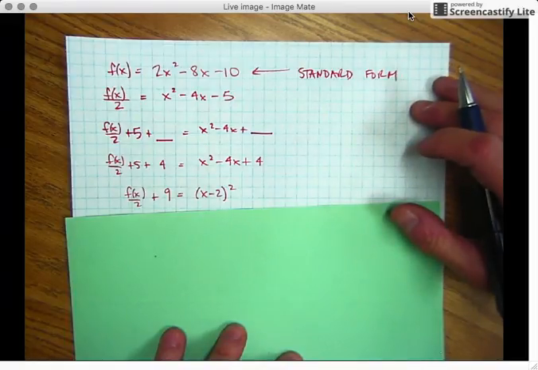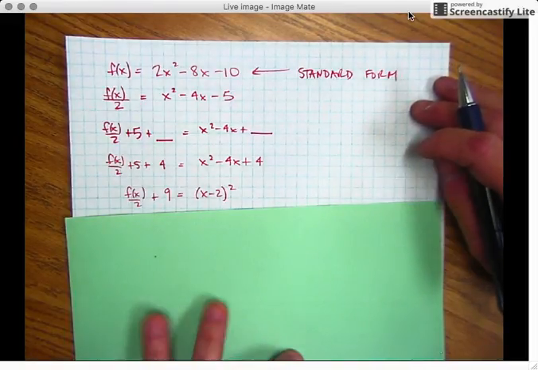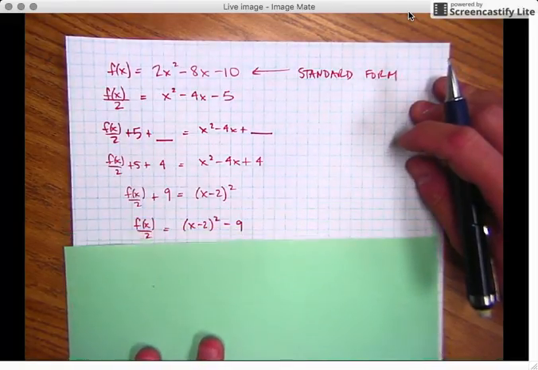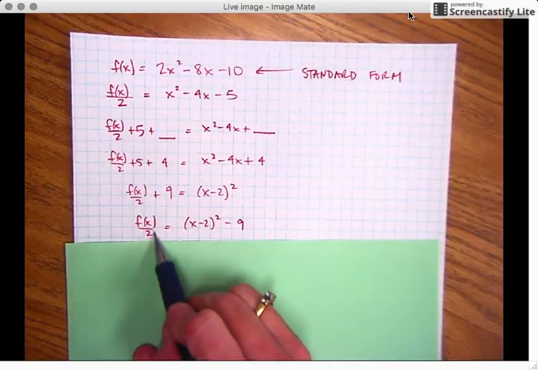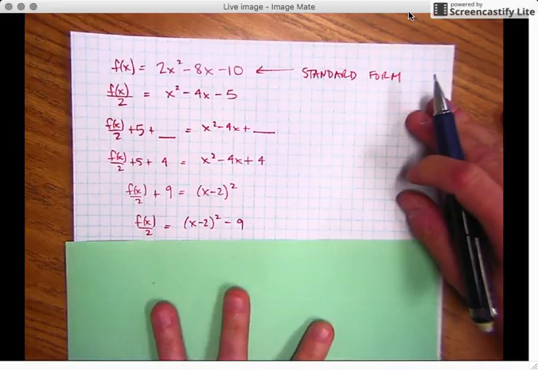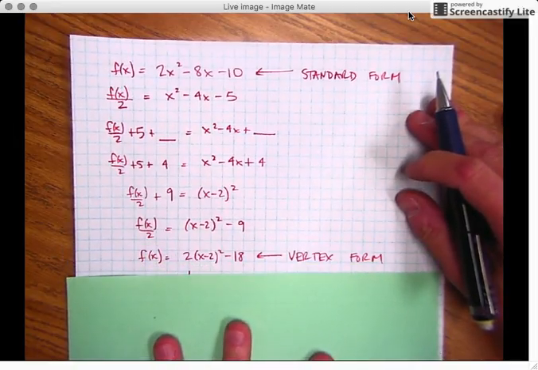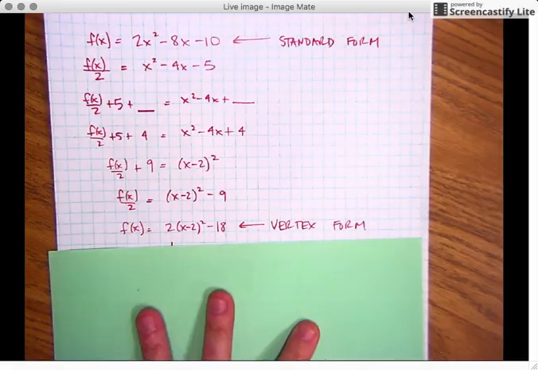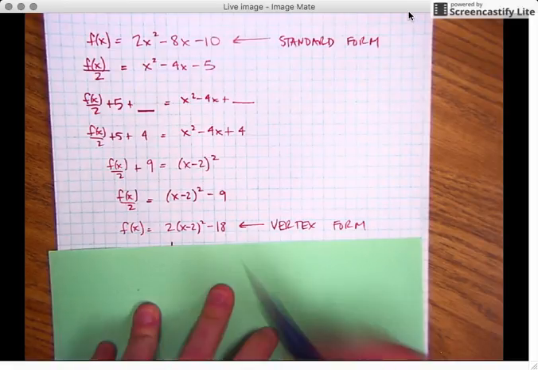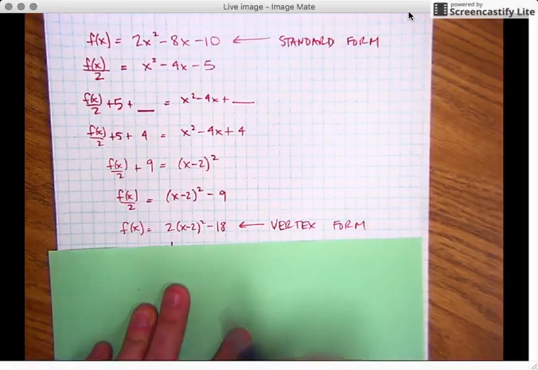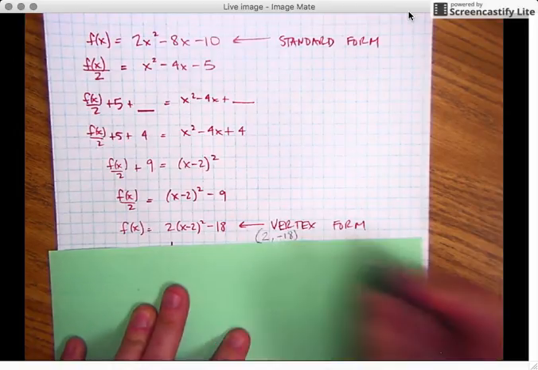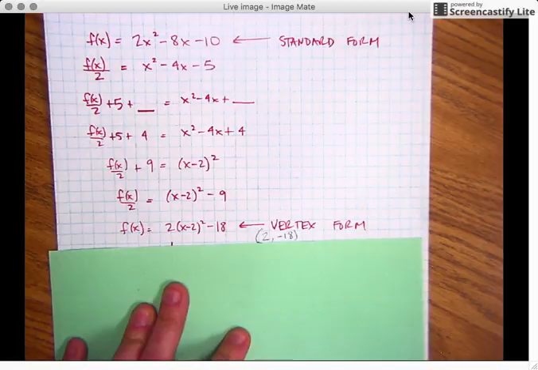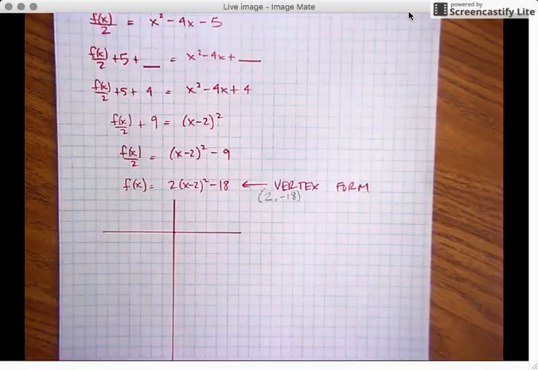All right, and at this point, I'm trying to get the f of x by itself. So I'm going to subtract 9 from both sides. And then again, I still have to multiply by 2. I need f of x by itself. So when I multiply everything by 2, I now have this thing in vertex form. And I can tell what the vertex is just by looking. The vertex here is 2, negative 18. All right, and here comes the fastest graph ever because I'm running out of time.